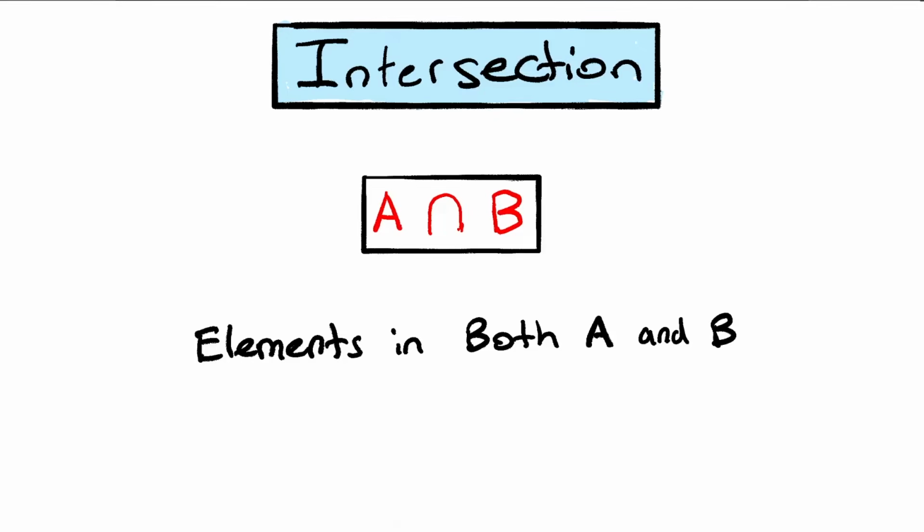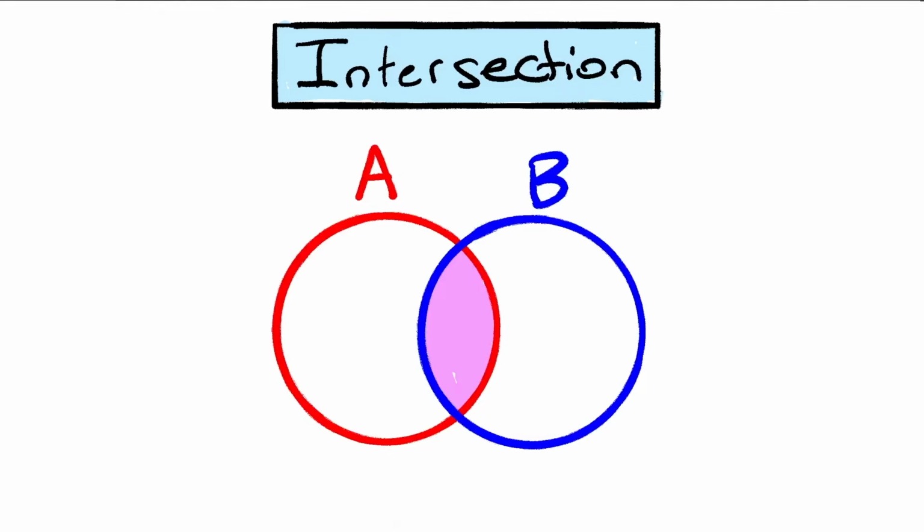The next important term is called the intersection, and the intersection looks like an upside down U, and it means elements in both A and B. The key word here is and. Essentially, it asks that the term you want is included in both set A and set B. If you look at a Venn diagram, A intersect B is the little segment in the middle where A and B overlap.